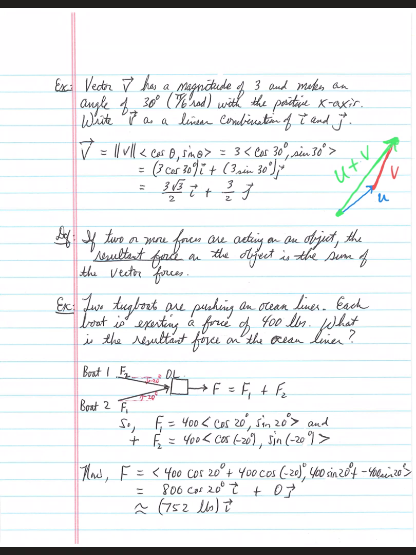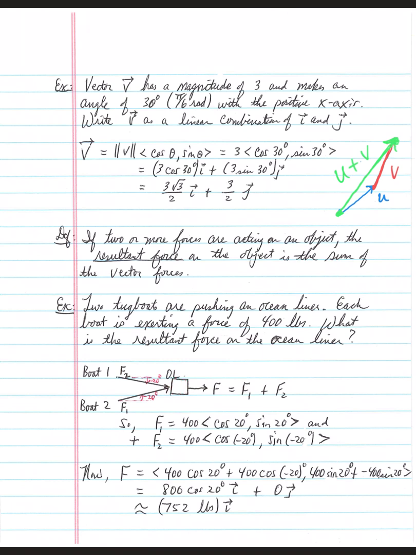Example: two tugboats are pushing an ocean liner. Each boat is exerting a force of 400 pounds. What is the resultant force on the ocean liner? Okay, now I'm not very skilled at drawing, so I just labeled boat 1, boat 2 here. One of the boats is pushing with a force against, here's the ocean liner, it's just this square. I put OL to try to represent it.